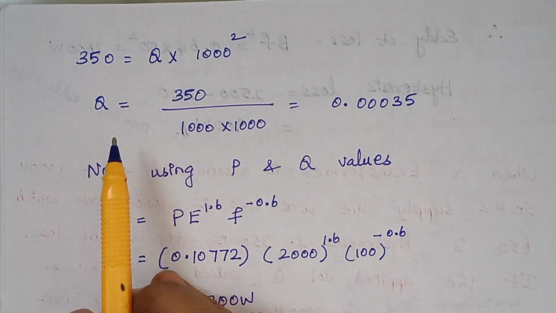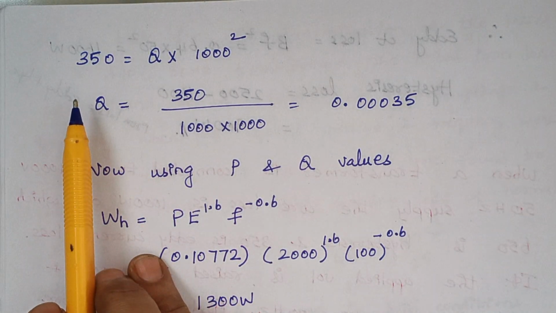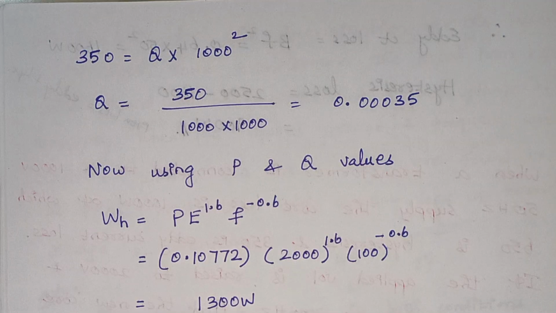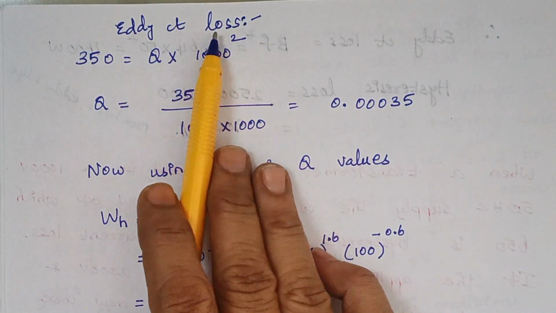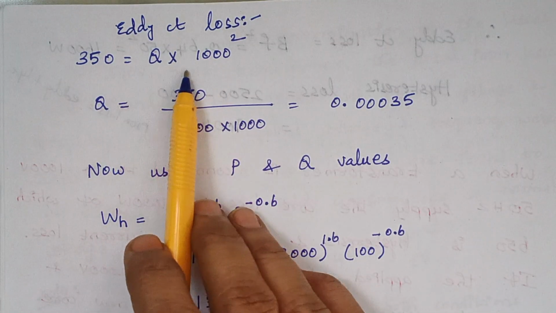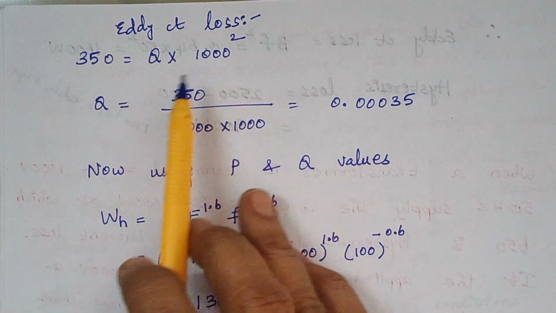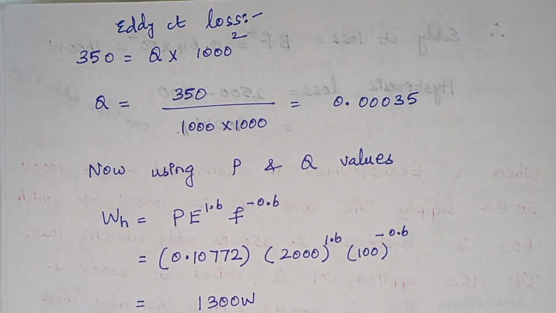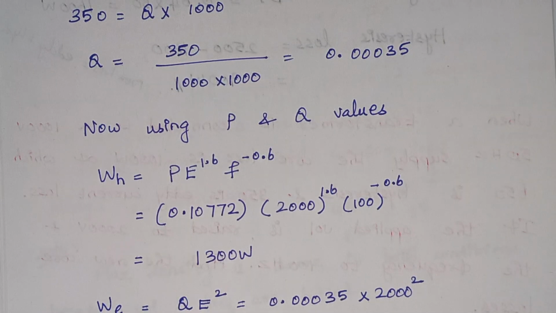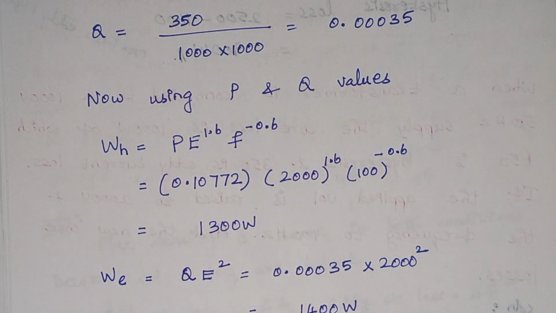We are substituting the next value. So here the given thing is, so this is my eddy current loss. Eddy current loss is given by Q into E square. So just substitute the values and calculate the value of Q, right? So now we are going to substitute the values of P and Q in calculating the final value.